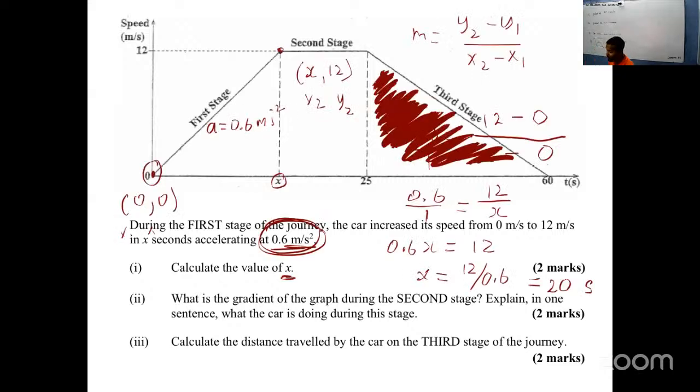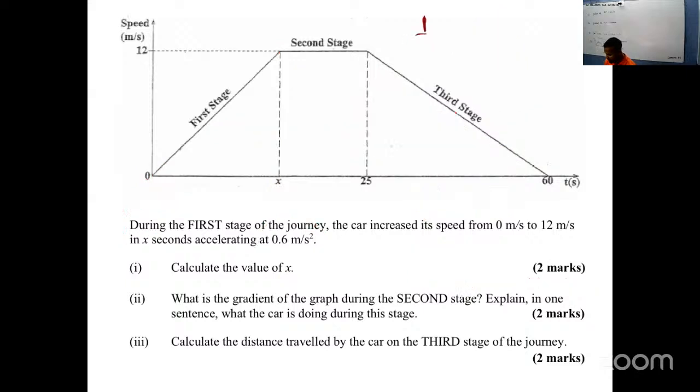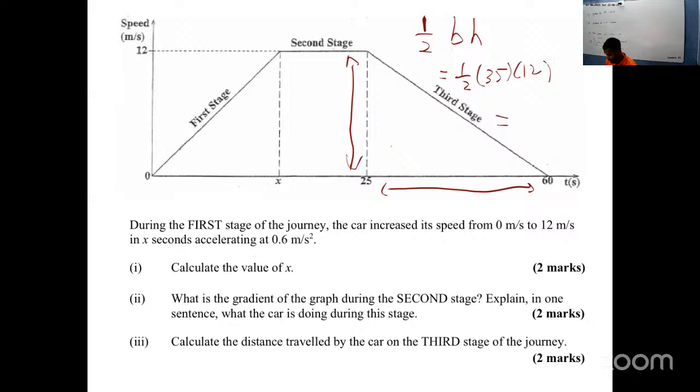Right, and the area is what? The area is half base by height. So here to here is the base. That's 60 minus 25, right? How much is that? So it's half by 35, and the height is here. The height is 12. How much is that? 210 meters. That's okay?